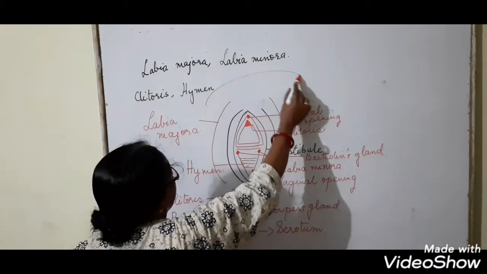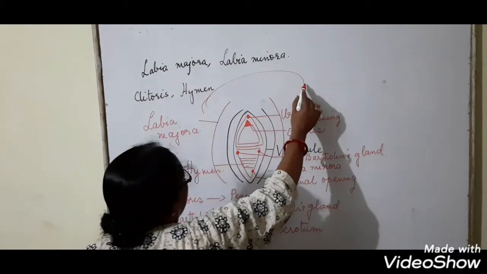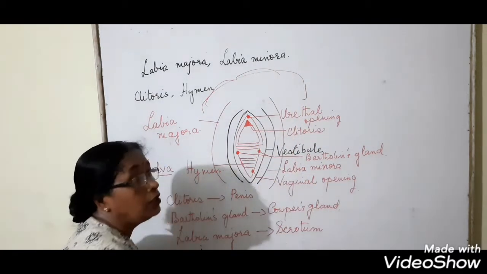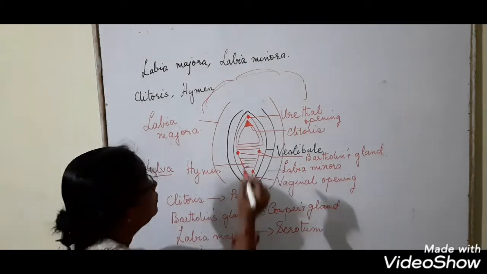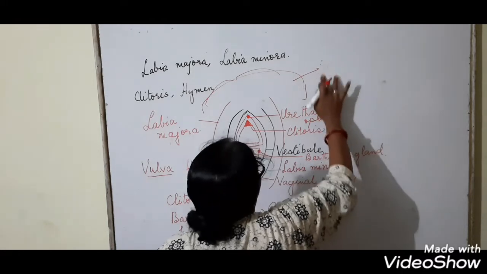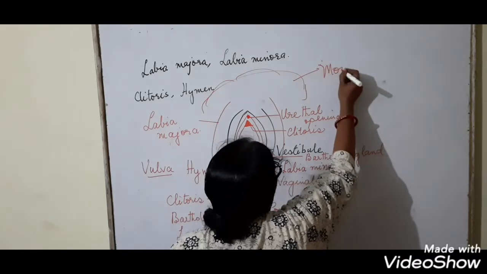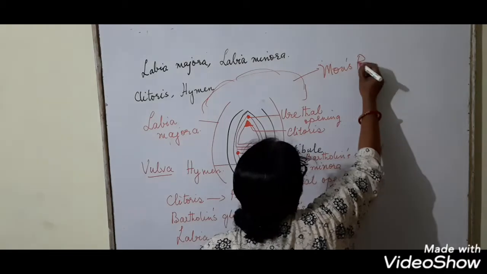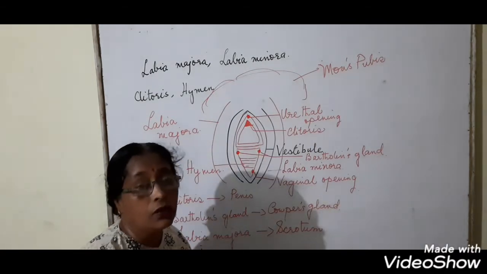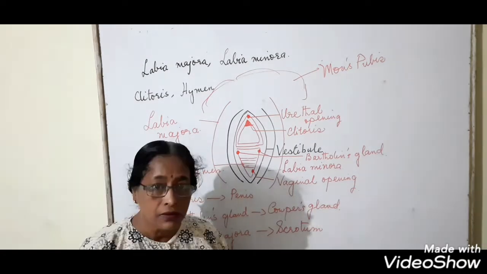Now a cushion-like structure is present above the labia majora, made up of layers of fatty cells. This is known as mons pubis. It has the growth of pubic hair. We have seen the structure of the external genitalia. Now let us see the structure of the mammary gland.